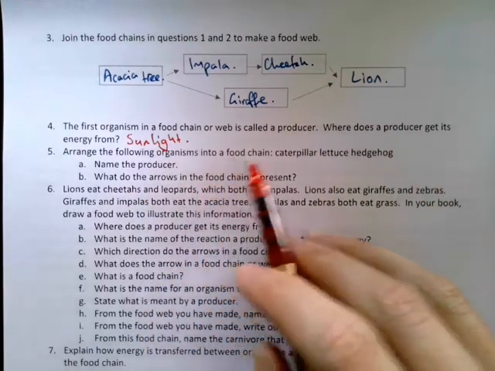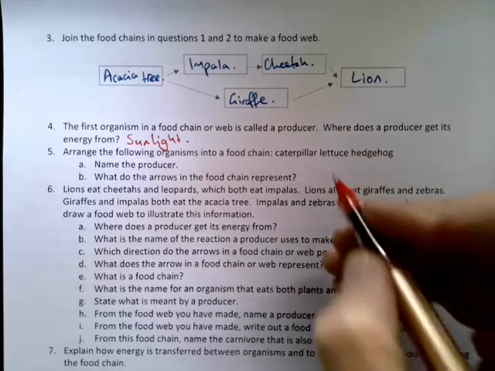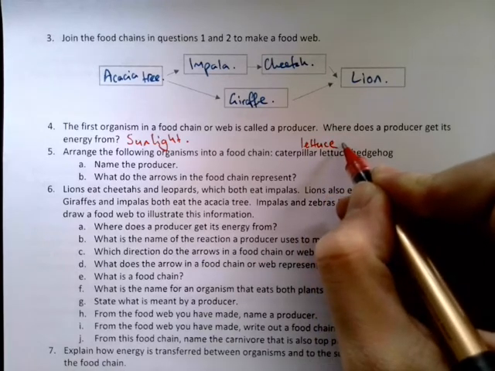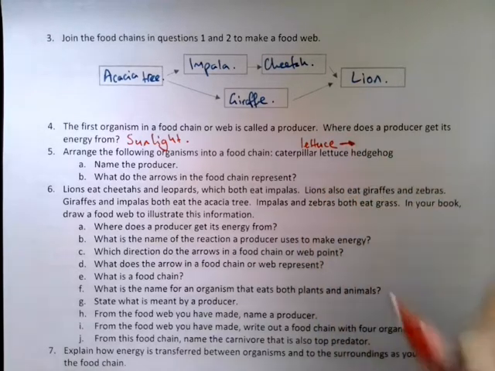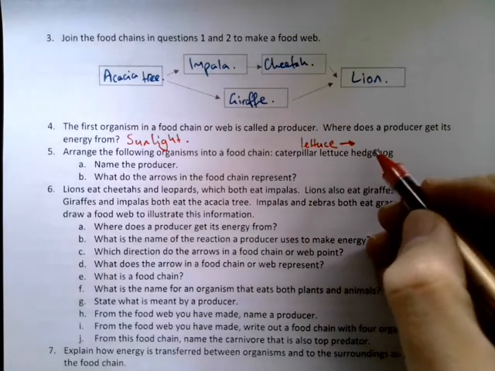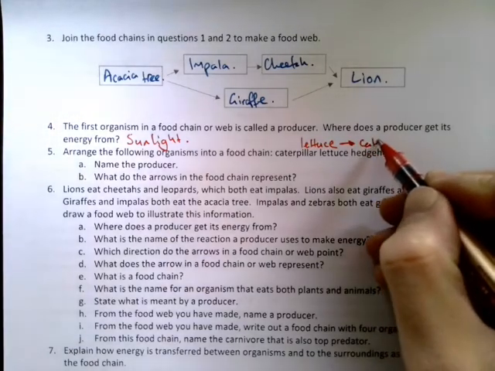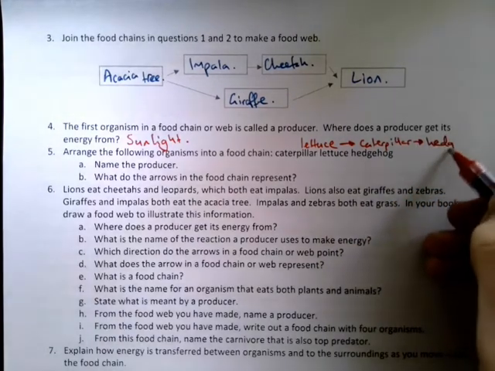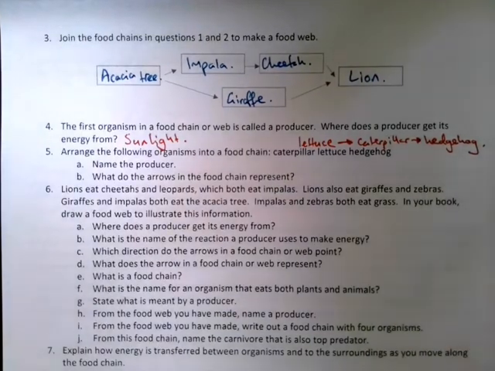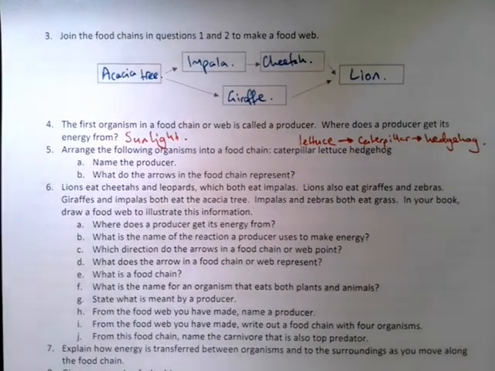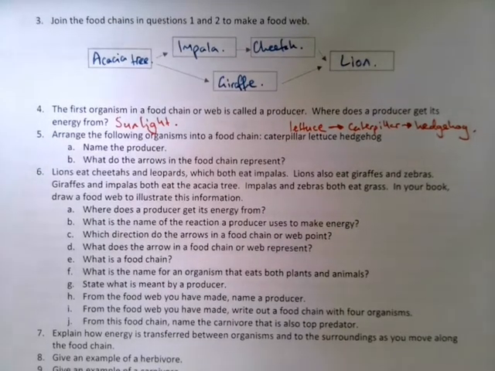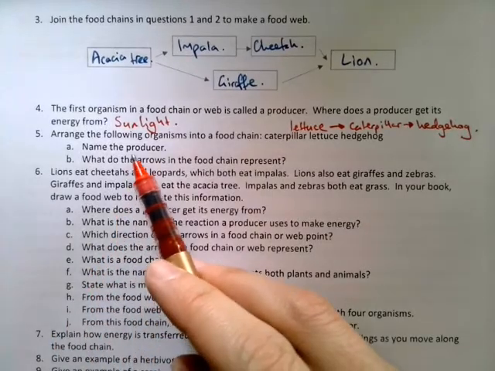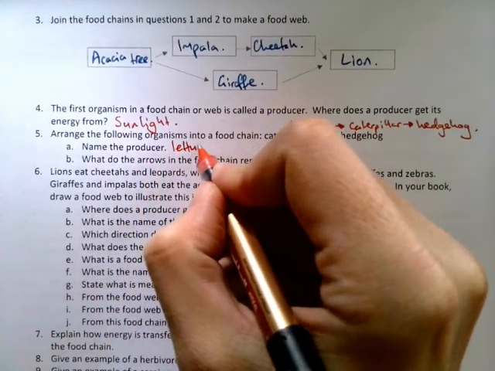Arrange the following organisms into a food chain. Okay, so we start with the producer, which is lettuce. And then remember the arrow is showing the direction of transfer of energy. So the lettuce gets eaten by a caterpillar, and the caterpillar gets eaten by a hedgehog. And that's a genuine food chain that will happen in your garden or anywhere like that. All right. So A, name the producer. The producer is lettuce, obviously.